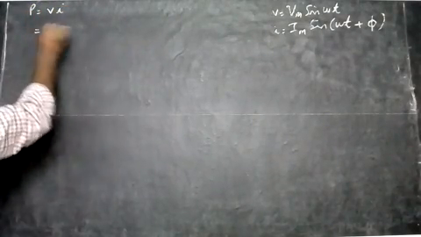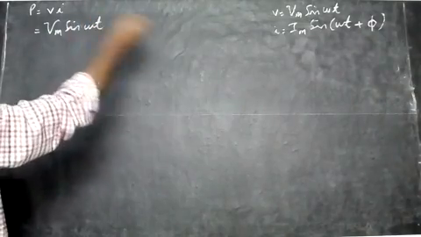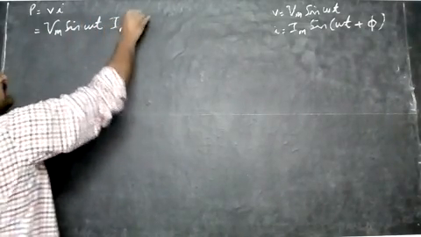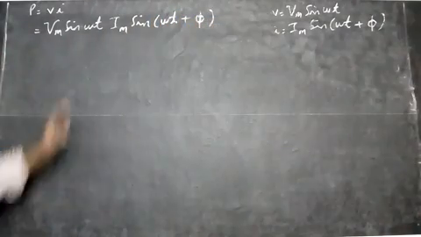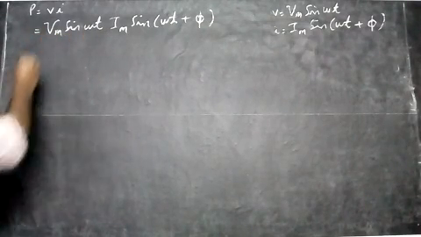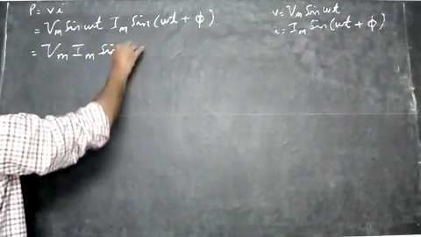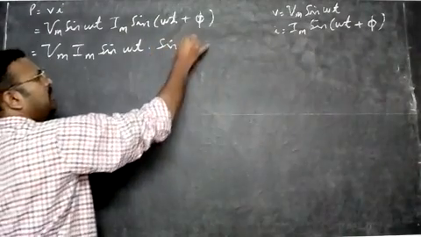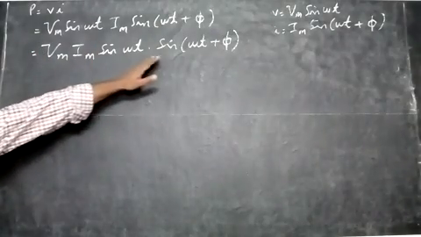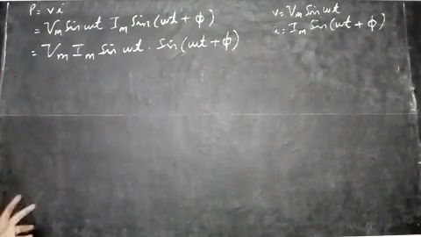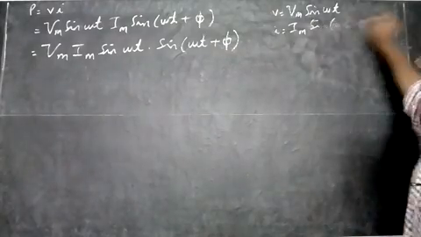Instead of V we get Vm sine omega t, and instead of I we get Im sine (omega t plus phi). Now I take this Im to the front here. So we get Vm into Im sine omega t into the second term, sine (omega t plus phi). Now we must see what sine (omega t plus phi) is. For that we use a formula here.